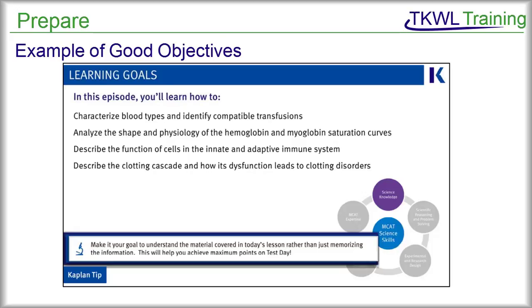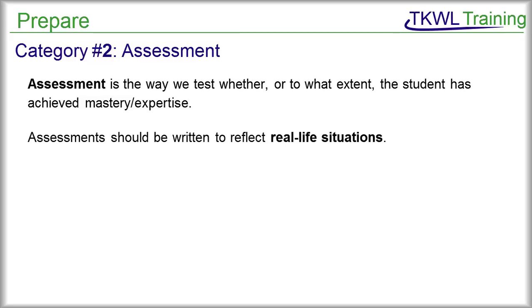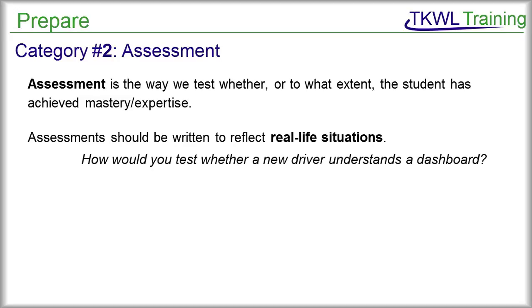doing at lesson's end. Following up, Category 2 determines whether the learner has in fact been changed by the objectives, whether they have become more expert. Think of assessment as the act of figuring out or helping the student figure out whether they have achieved their learning objectives. The key rule of thumb is that assessments should be written in such a way that they allow the learner to work within actual, real-life scenarios, or even standardized test-like scenarios. For example, how would you test whether a student driver has mastered all of the parts of an automobile dashboard necessary for driving?